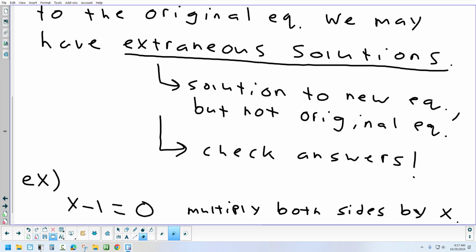All right, so let's look at this one. Just a really simple equation. And I'm going to show you how you can multiply both sides by the same thing and introduce an answer that's not supposed to be there. Okay. X minus 1 equals 0. What's the answer to that equation? Yeah, 1. Okay, so just keep that in mind. X equals 1. Does anybody think there's another answer for x minus 1 equals 0?